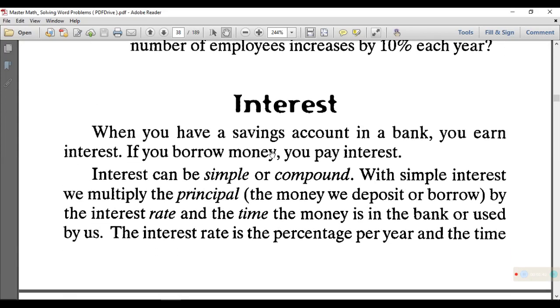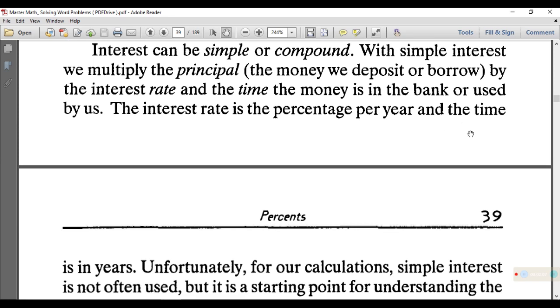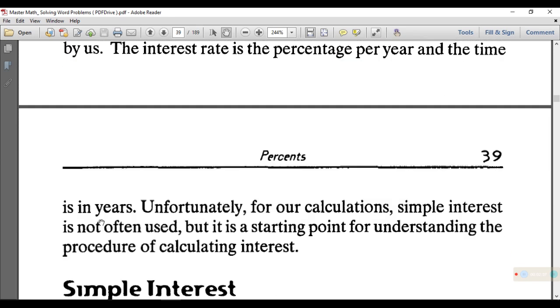So, when you have a savings account in a bank, you earn interest. If you borrow money, you pay interest. So, interest can be simple or compound. Pag sinabi natin simple interest, we multiply the principal or the money that we originally deposited or borrowed by the interest rate and the time the money is in the bank or used by us. So, the interest rate is the percentage per year and the time is in years.